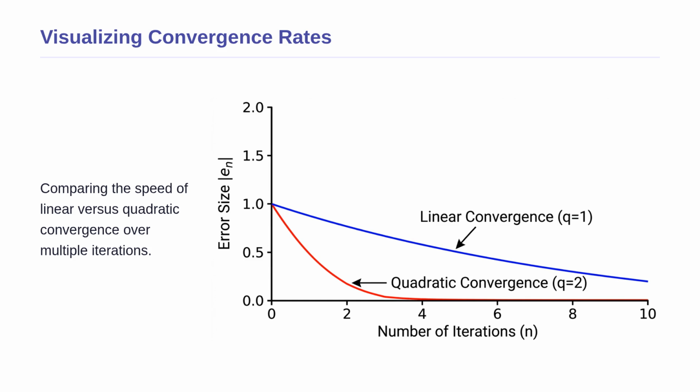Now look at the dashed curve for quadratic convergence. It dives downward aggressively, smashing into the zero line almost immediately. This visualizes exactly why analyzing the order of convergence is so critical. It tells us exactly how much computing time and memory we save by choosing a better algorithm.